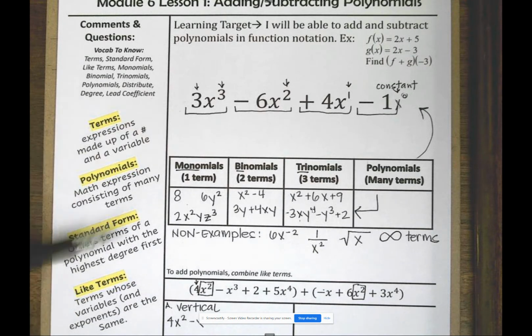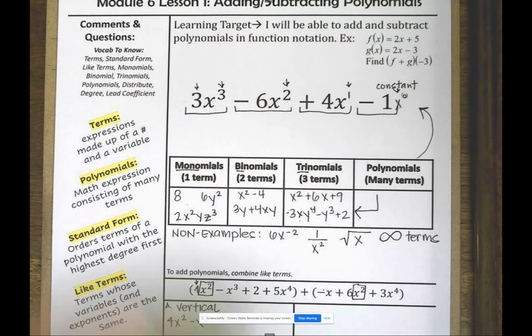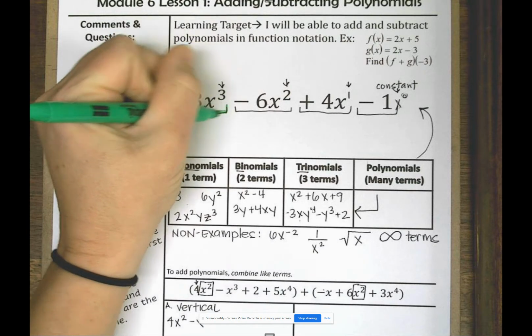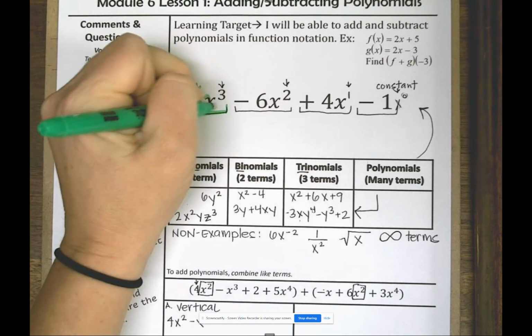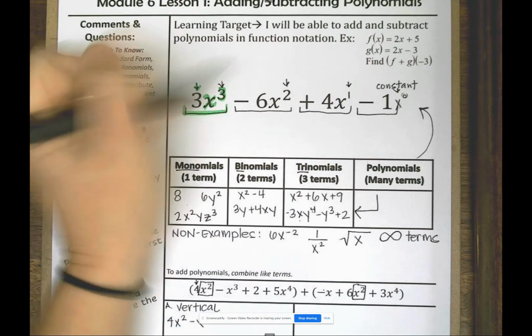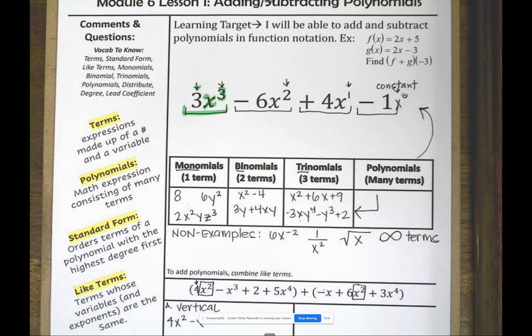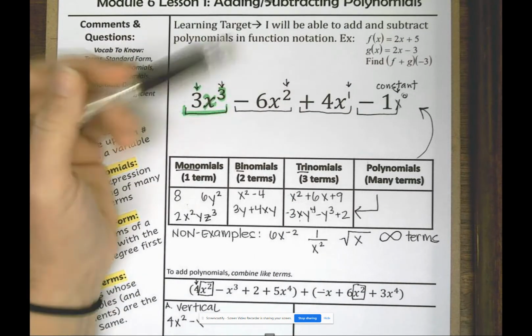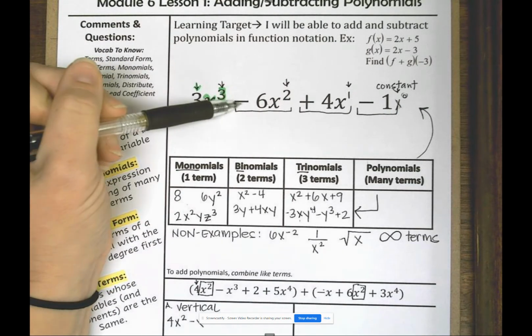No, that's not a hashtag. A number and a variable means that each of these are terms. We have the number, and we have a variable and its exponent. So in this polynomial, there are 1, 2, 3, 4 different terms. You'll know how many terms there are because there will be an addition or a subtraction sign between each one.